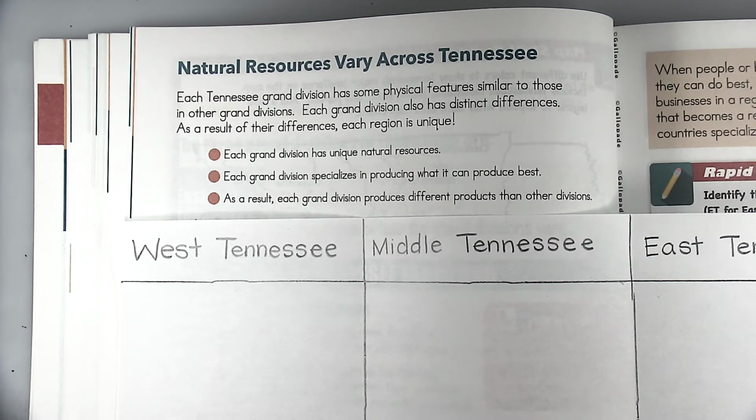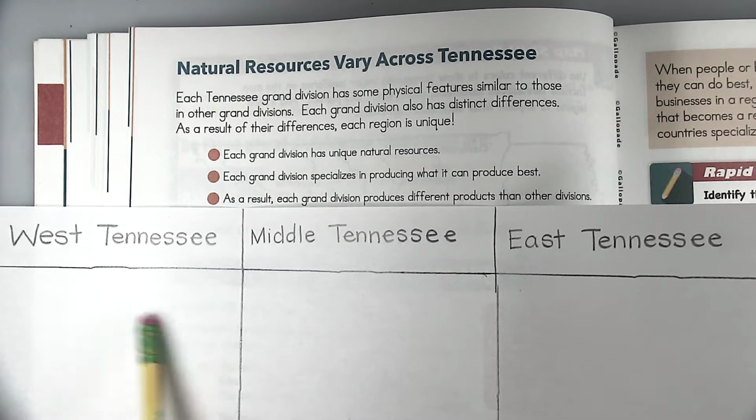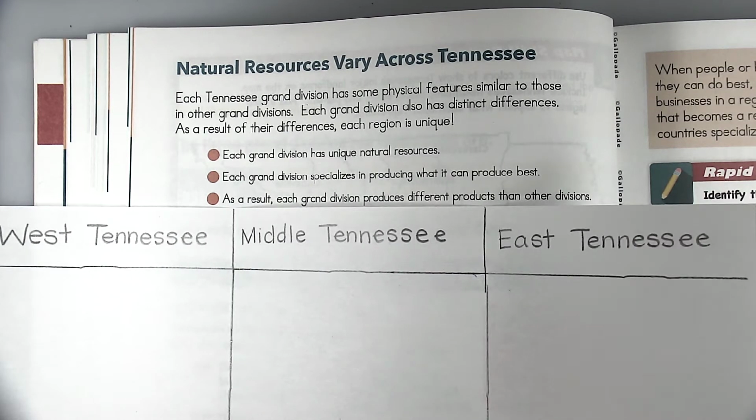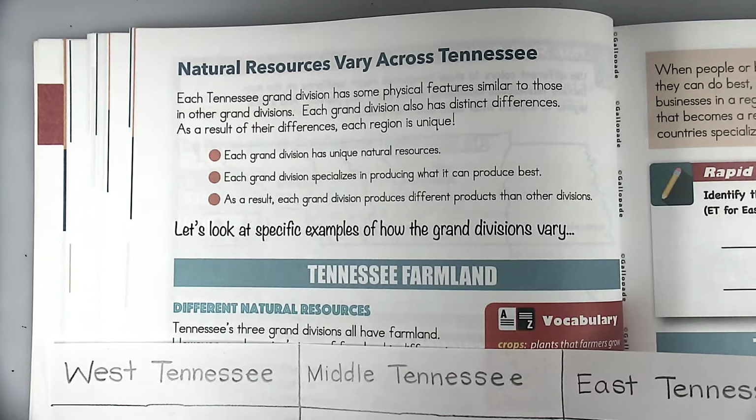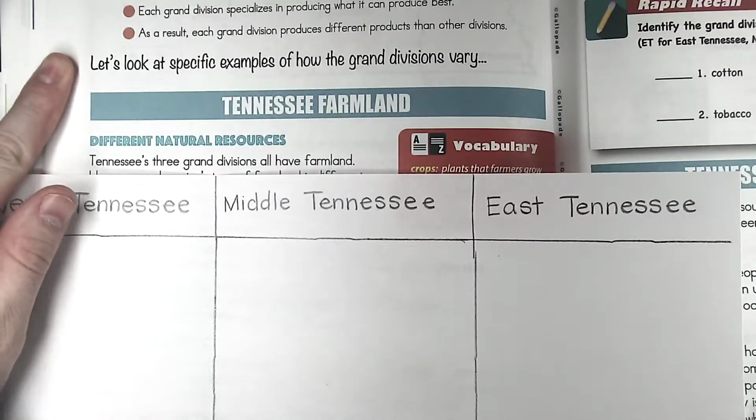Because if you live in the mountainous East Tennessee, you may not be able to produce crops like you can on the flat lands of West Tennessee or in the rolling hills of Middle Tennessee. So that's why each of these three have their own products that they might specialize in, and we are going to learn about those. So we're going to look at specific examples of how the grand divisions vary.